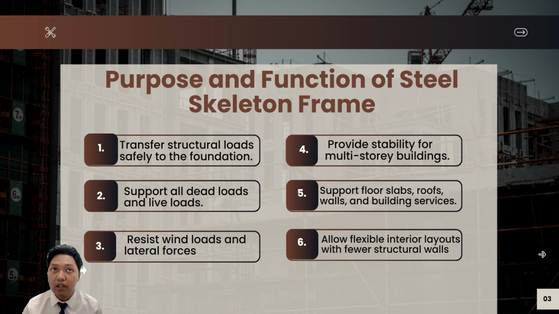For multi-story buildings, the steel skeleton frame provides overall stability by creating a strong structural system that can support several floors safely. Steel skeleton frames act as the main support system for floor slabs, roof, walls, and building services. It allows these components to be installed securely within the building structure. The last one, steel skeleton framing allows a more flexible interior layout because fewer structural walls are required. This provides large open space and greater freedom in architectural design.